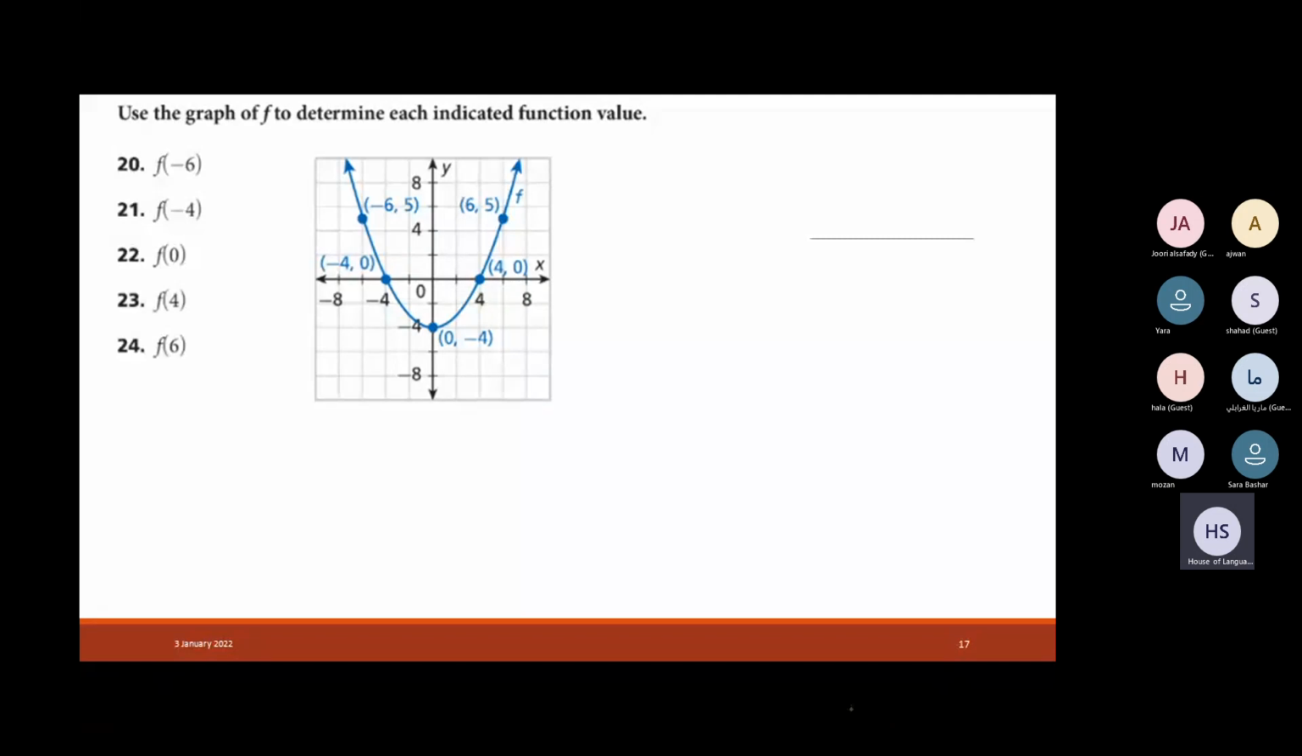Now, let's see how to find the function or the value of the function at a certain point. As you see here, we have a function. It's not linear. It's a type of function we call a quadratic function. Now, look at them here. Are they closed or open? Open. It means it doesn't stop.